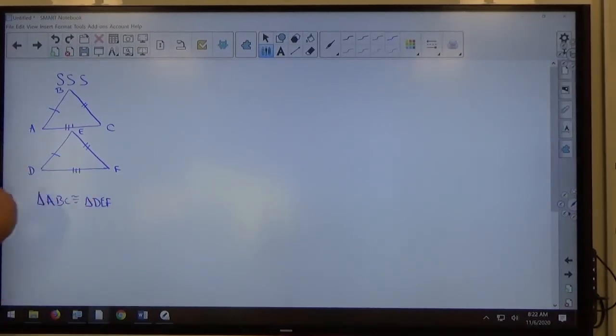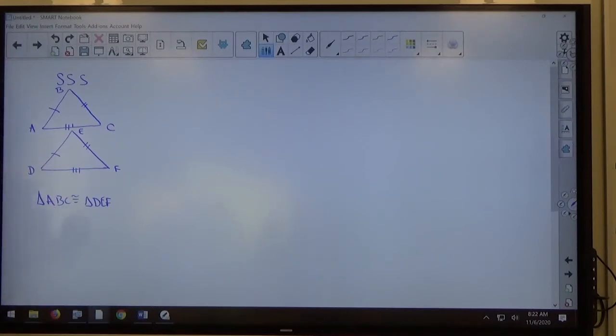And the name of the triangles was important, that they were in the right order based on the congruences. So AB matches DE, AB and DE are the front letters. BC matches EF, BC second, third, EF second, third. AC matches DF, first and third, first and third. So when we name the congruences, it's important how we write the congruence statement out.